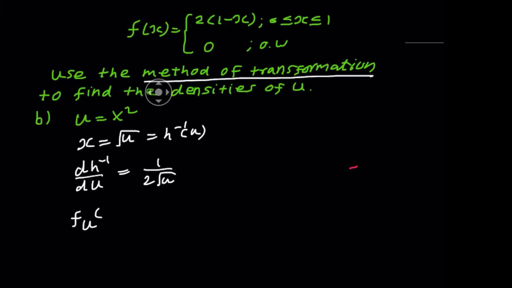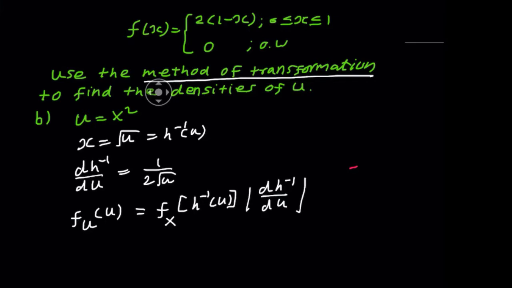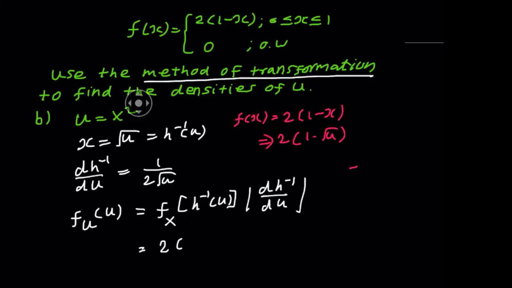Then we should consider the equation f_U(u) equals f_X of h inverse u times the absolute value of dh inverse over du. So again we need f_X of h inverse u. We know f_X equals 2(1 minus x). So replace x by root u. So f_X of h inverse u is 2 times (1 minus root u), and dh inverse over du equals 1 over 2 root u. I can simplify this: the 2s cancel, giving (1 minus root u) over root u.